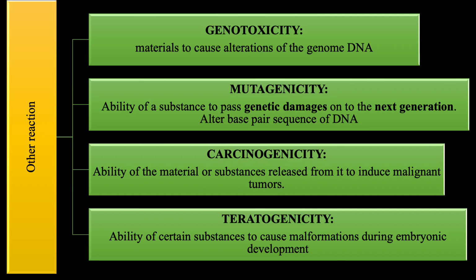The other reactions include genotoxicity. It is that a material which can cause an alteration in the genome, the DNA. Mutagenicity is the ability of the substance to pass genetic damage to even the next generation. That is, it alters the base pair of DNA, causing genetic damage even in the subsequent generations to come. Carcinogenicity is the ability of a material or a substance to induce a malignant tumor. Teratogenicity is the ability of a material or a substance to cause malformation during embryonic development.